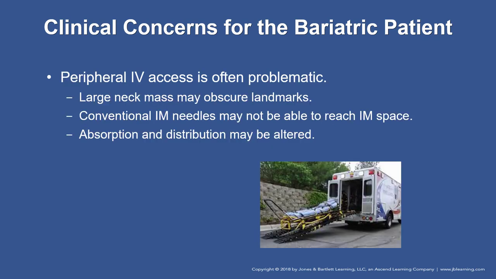Peripheral IV access is often problematic in the obese or bariatric patient. Large neck mass may obscure landmarks for external jugular IV line placement or even surgical cricothyrotomy. Conventional IM needles may not be able to reach the IM space through excessive adipose or fat tissue. Absorption and distribution may be altered for lipophilic medications, or medications that are resistant to fat. Auscultation may be more difficult through extra abdominal and chest wall mass.